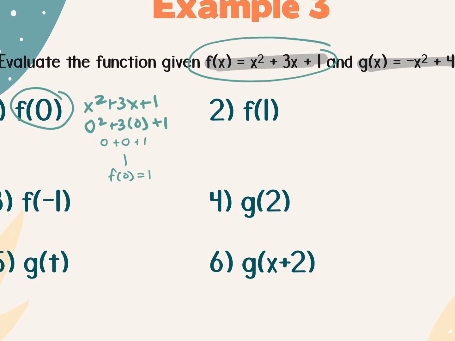For 2, I'm going to grab f again, and this time I'm going to replace the x with 1. So this would be 1 squared plus 3 times 1 plus 1, 1 plus 3 plus 1, or 4 plus 1, which is 5. So f of 1 equals 5.